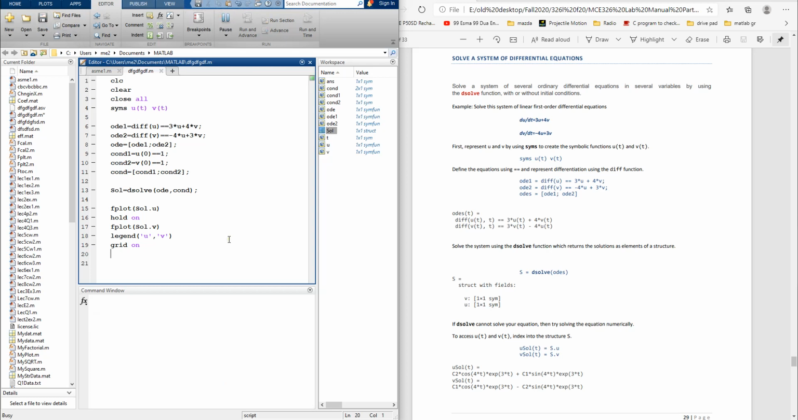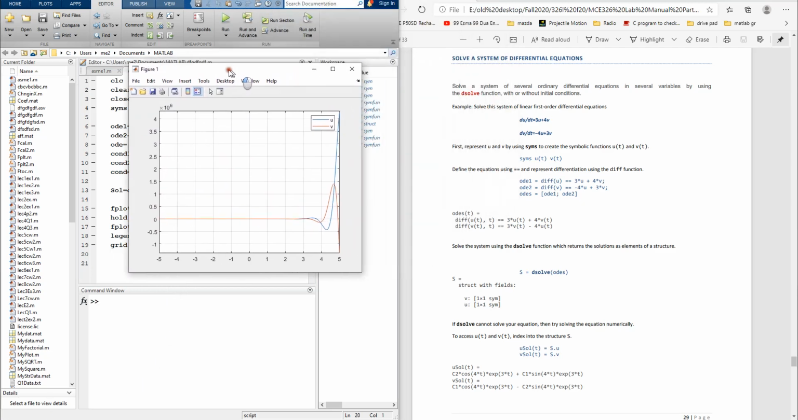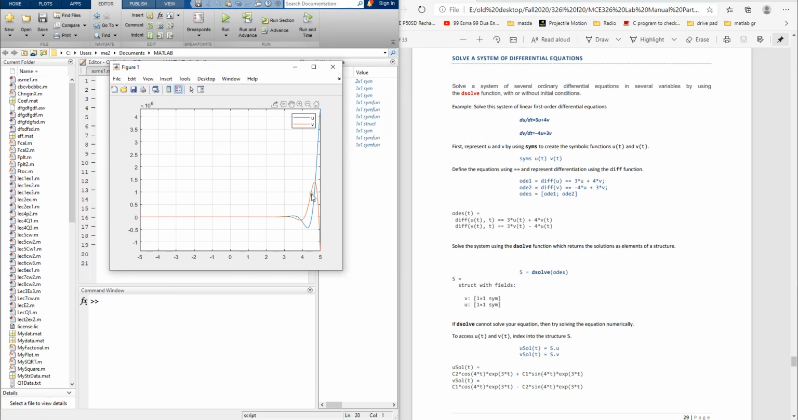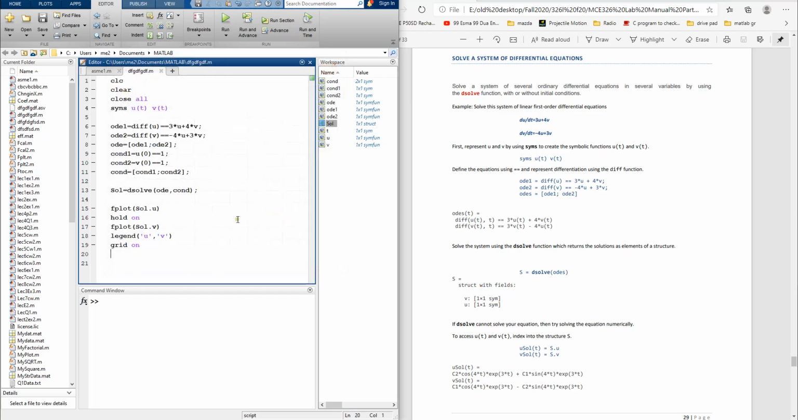Run the program, and let me show you what is the figure. I'm still waiting for the figure. I see this is the figure. See, the red one is the value of v, and the blue one is the value of u. As you see, the values of u and v are the same from 0 until time reaches around 3. Then there will be a difference between them. This is how we can solve a system of linear equations.